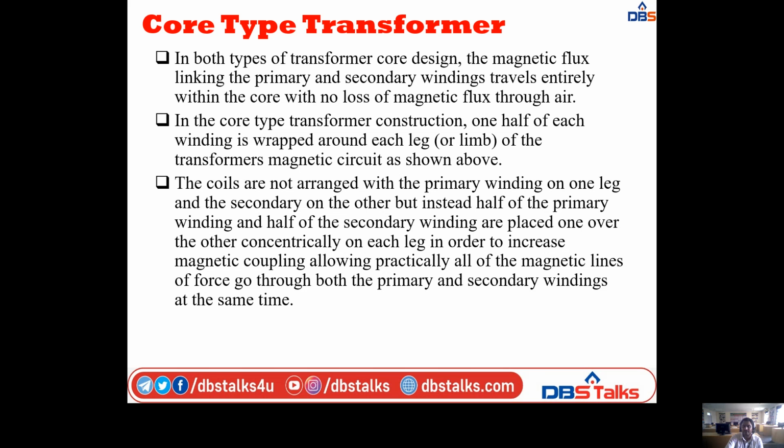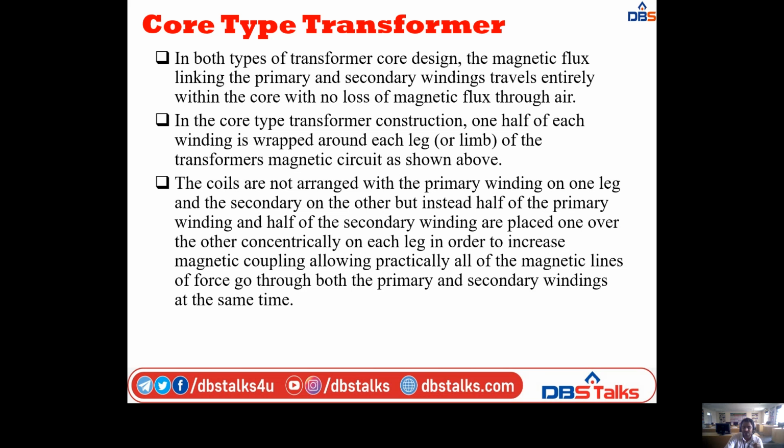In both types of transformer, that means in the core type and shell type, the magnetic flux linking the primary and secondary windings travels entirely within the core, with no loss of magnetic flux through the air. You already noticed that in the diagrams.